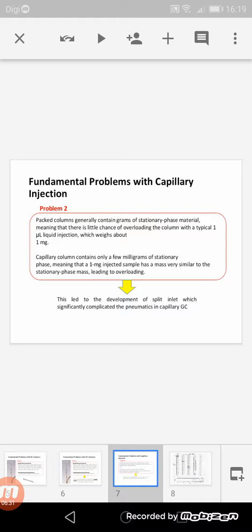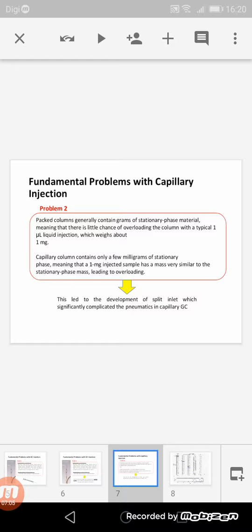Another point is that a packed column generally contains grams of stationary phase, which is a large amount of stationary phase material, meaning there is little chance of overloading the column with typically 1 microliter of liquid injection, which weighs about 1 milligram. Overloading is basically like saturation, so there is very little chance for a packed column to get saturated with solvent.